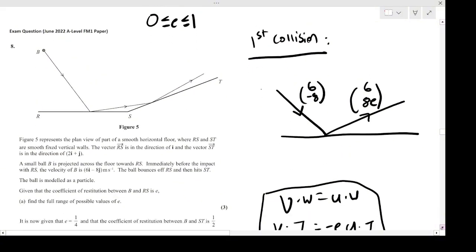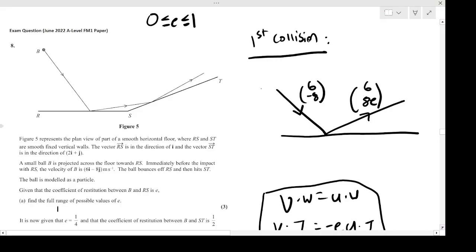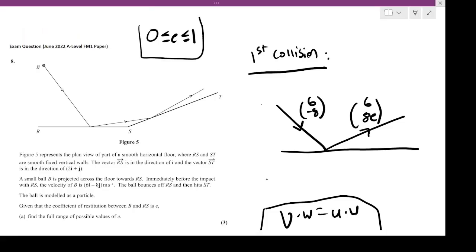Okay. So the question is asking for the range of possible values of E. So how am I going to get from this velocity vector to work out what E can be? Well, obviously the velocity vector is in terms of E, right? So let's see what happens as we change E. Obviously E, as I discussed, is between 0 and 1.